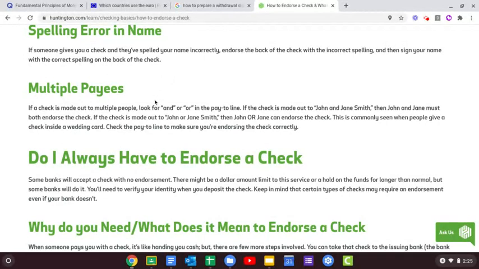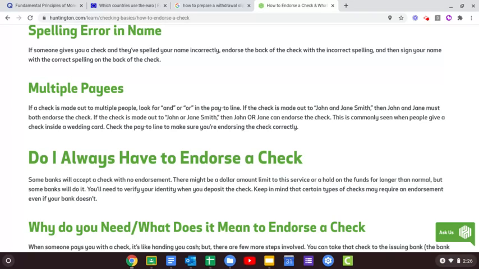Multiple payees. You got to know this one. This is interesting. If a check is made out to multiple people or you have an account with multiple names on it, look for "and" or "or" in the pay to line. If the check is made out to John and Jane Smith, and this is the same thing for accounts, then John and Jane must both endorse the check. If the check is made out to John or Jane Smith, then John or Jane can endorse the check.